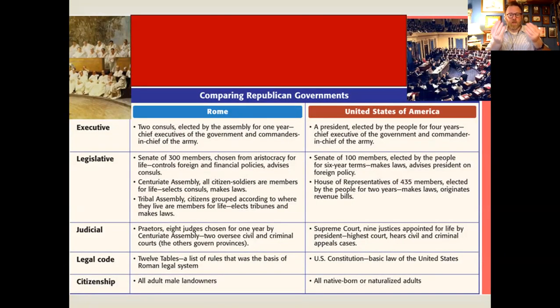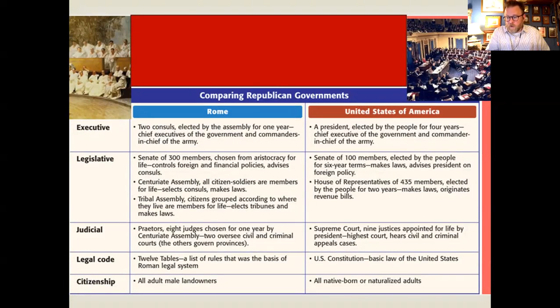So you get the idea of a term limit. You can see some similarities there. The president is the chief executive of the government, as well as, in the United States, commander-in-chief of the army. Then you have the legislative branch. You have the Senate, then you have an assembly. In the US, you have the Senate as well, and the House of Representatives. We'll talk about those checks and balances a little bit later in the lecture.